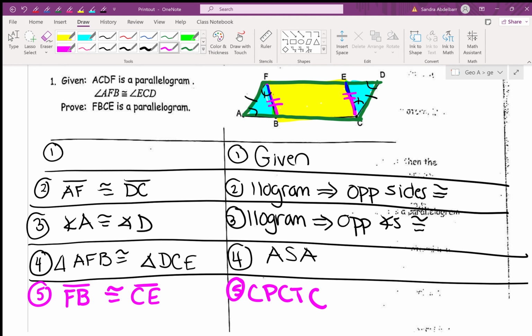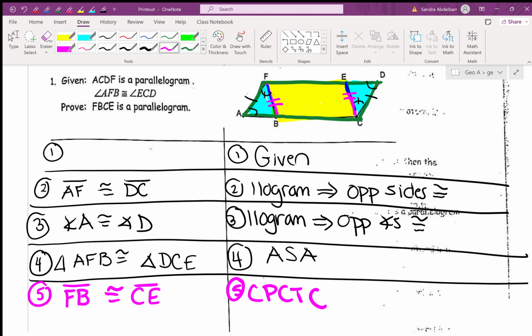There's no way right now to get FB and EC to be parallel, because remember, in order to get parallel lines, you need the Z or you need the F, and there's no transversal connecting those two lines, and we're not drawing ones in. We don't do that. So we're not going to be able to get them parallel, which tells us we need to somehow get FE and BC to be congruent.